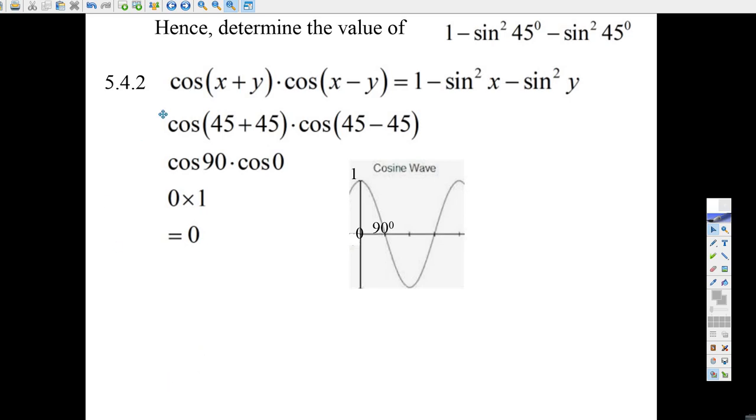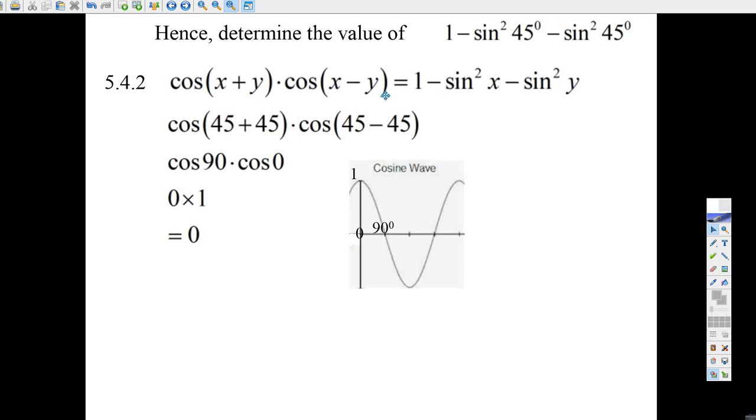Okay, this is the next part of question 5.4. They asked us to prove this identity here: the cosine of x plus y times the cosine of x minus y is 1 minus sine squared x minus sine squared y. But they say hence, which means I've got to use this to determine the value of 1 minus sine squared 45 degrees minus sine squared 45 degrees.